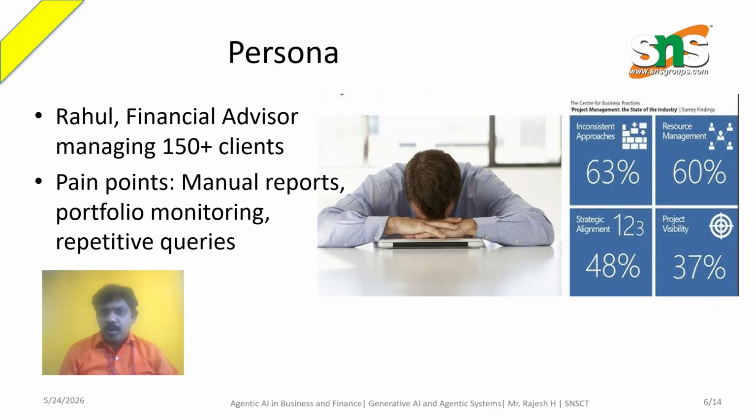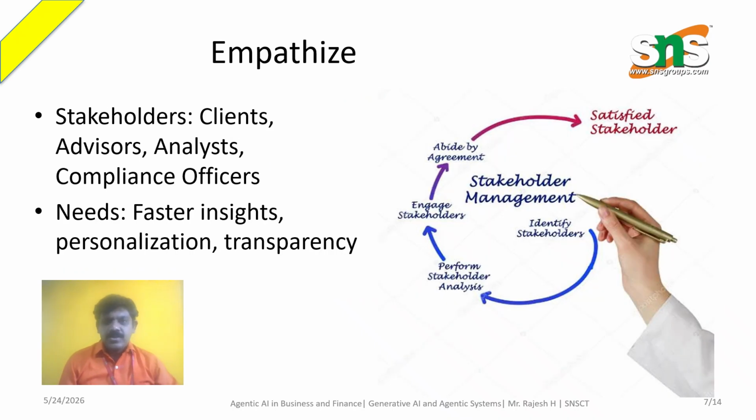So here is the problem: without agentic AI, how challenging the business would be. When we enhance our empathize process, we need to catch up with the various stakeholders like clients, advisors, analysts, and compliance officers.